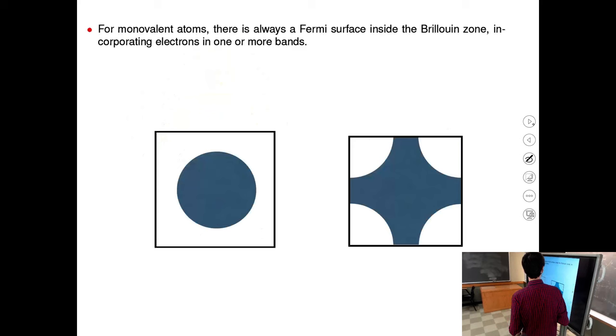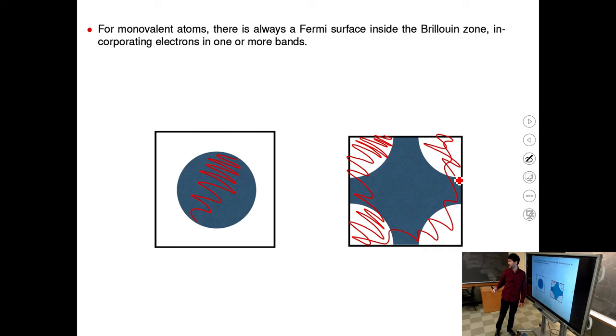However, all of these are monovalent, so each atom contributes one electron. And for monovalent materials, there is an argument based on basically volume conservation. If you have monovalent materials, then the volume of this filled region is smaller than the volume of the first Brillouin zone. In this simple weakly coupled case, it's one half. And that means that there will always be some Fermi surface inside the first Brillouin zone. You cannot have it completely filled everywhere. You don't have enough electrons for that. There will always be somewhere a boundary between filled states and empty states inside the first Brillouin zone, and so they will all be metals for this reason.